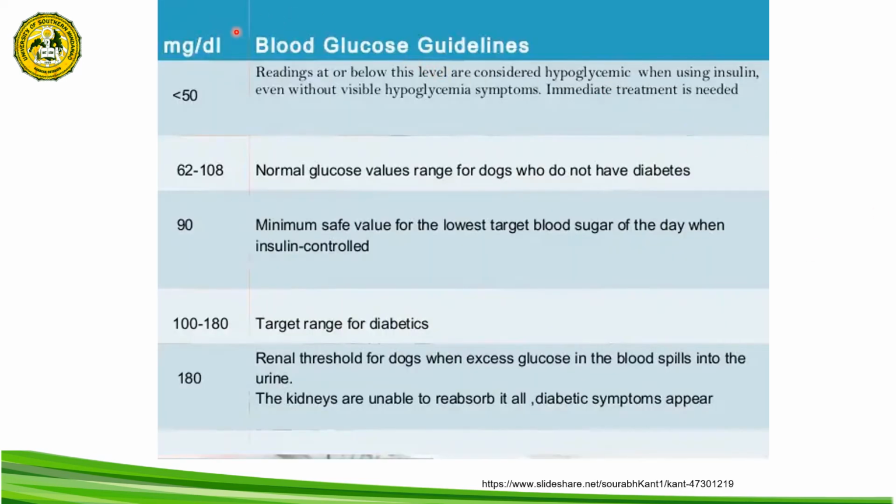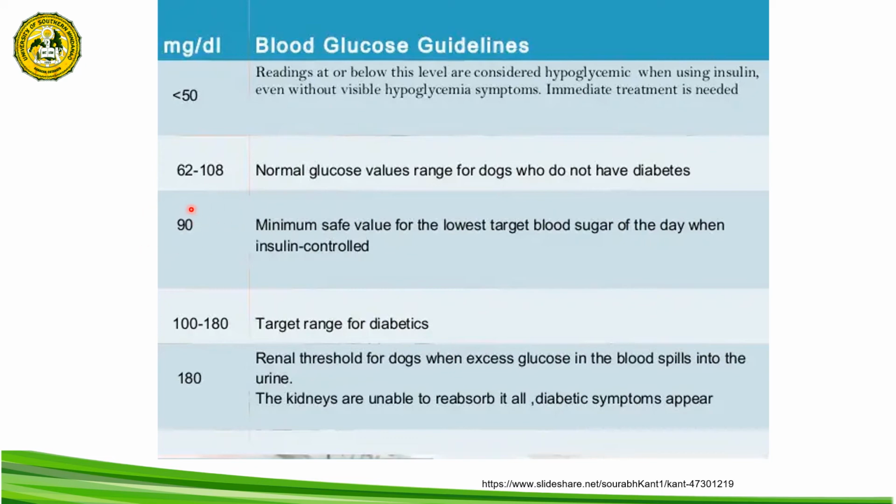We have here a diagram showing the blood glucose guidelines for dogs. The concentration of the glucose is measured in milligram per deciliter. A blood glucose that is less than 50 milligram per deciliter is below this reading. It can indicate that the dog is hypoglycemic when using insulin, even without visible hypoglycemia symptoms. So immediate treatment is needed.